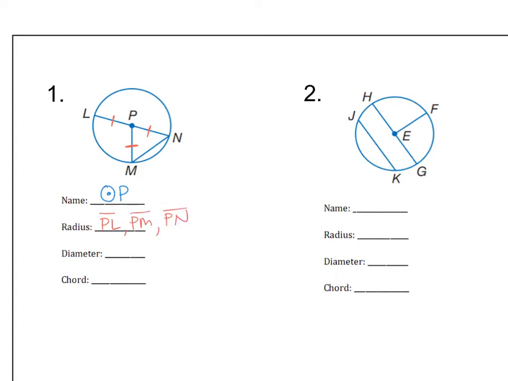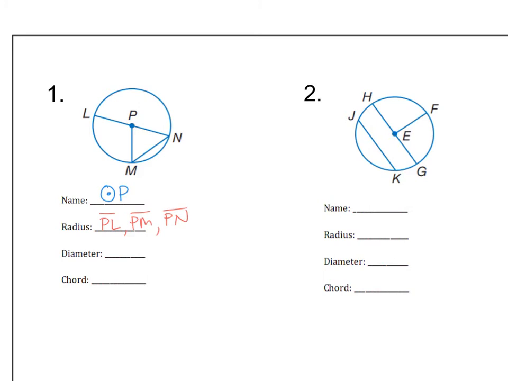Remember, a radius goes halfway across, and they will all be the same length. They'll be congruent to each other. Okay, next, we have diameter. Can you remember what a diameter is?